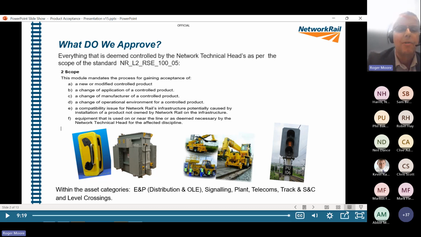And the areas that fall within the scope of our process are electrification, so that's both distribution and overhead line, signalling, plant, telecoms, track and switches and crossings, and level crossings.